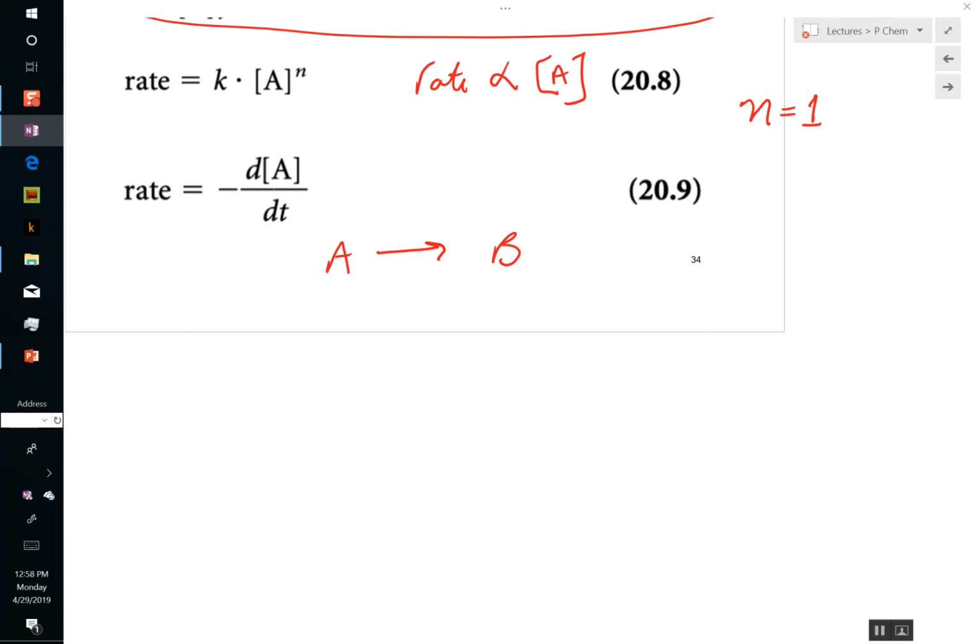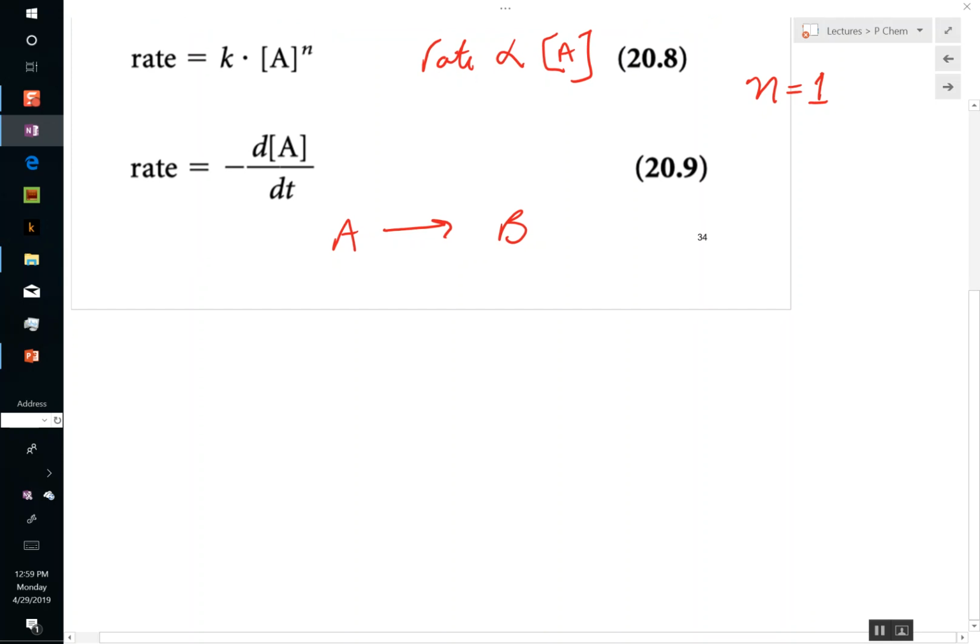All right? We've said you can also express rates in terms of the formation of the product. In that case, it would just be the positive change in the concentration of B with respect to time. But we have those two equations. So let's just work with that.